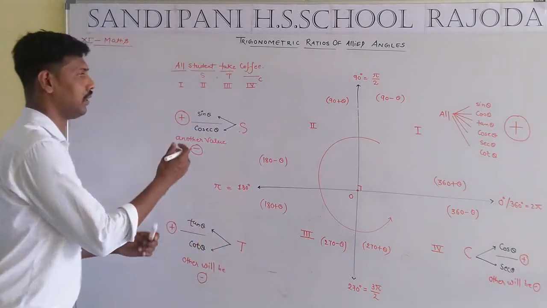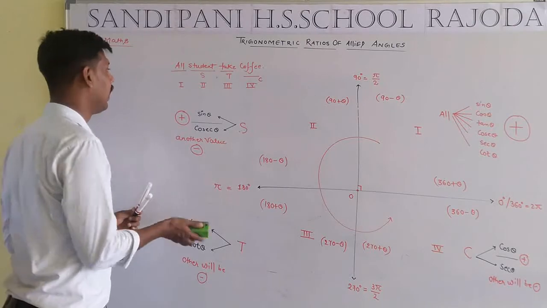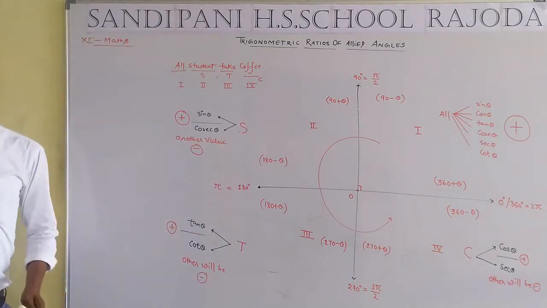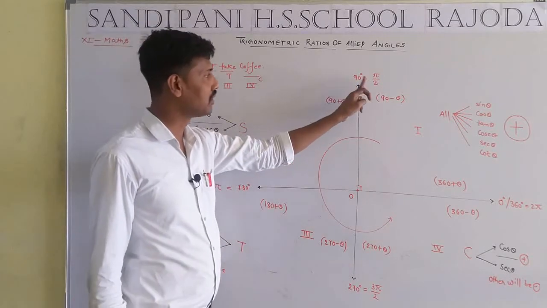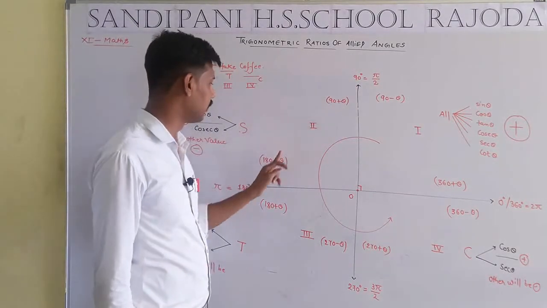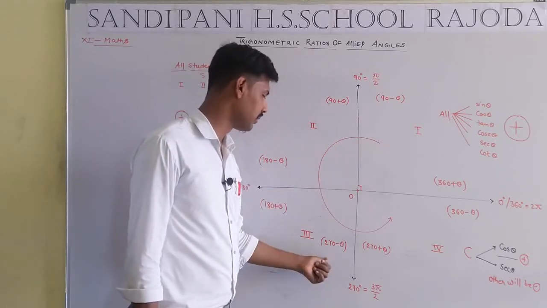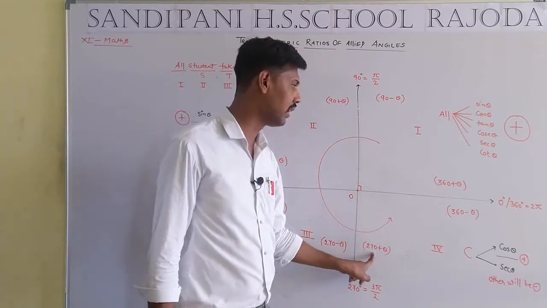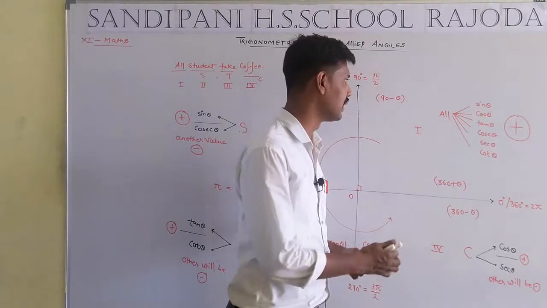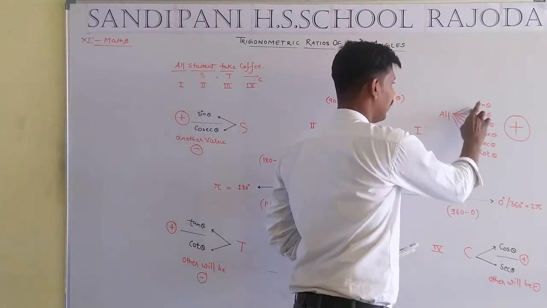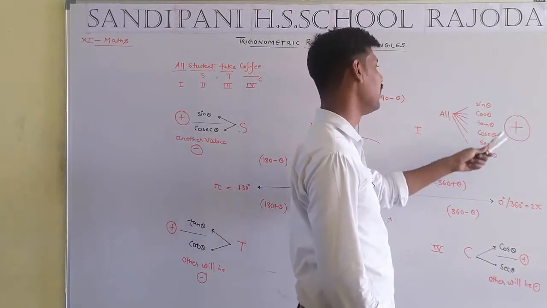I will explain all those things with sufficient examples. Student, in the case of 90, we find two variations: 90 minus theta, 90 plus theta, 180 minus theta, 180 plus theta, 270 minus theta and 270 plus theta, and finally 360, that means 360 minus theta and 360 plus theta. But in the case of the first part, all answers will be positive.